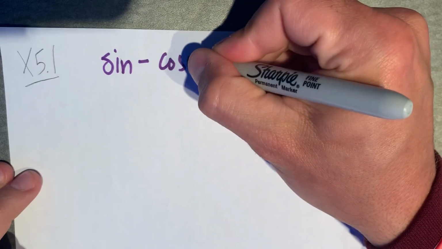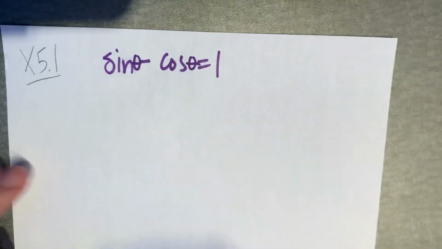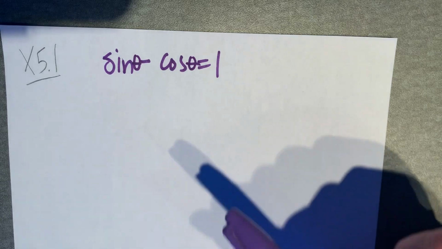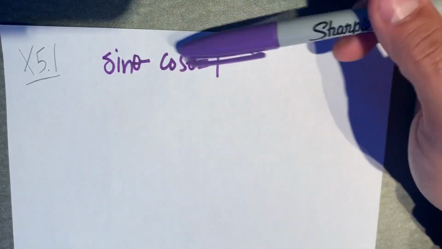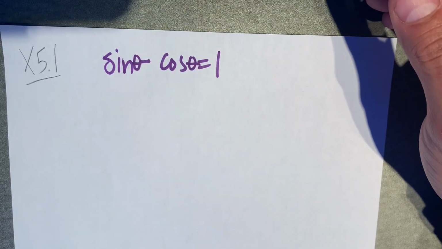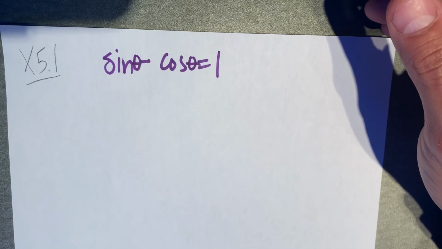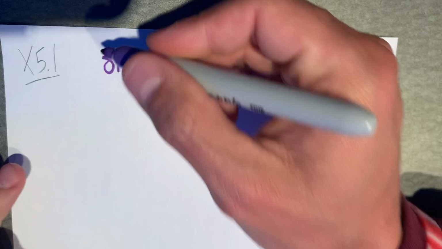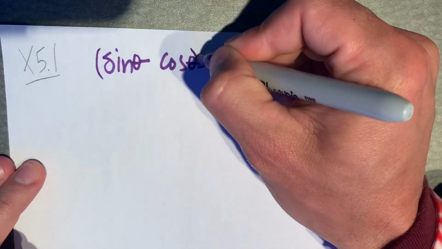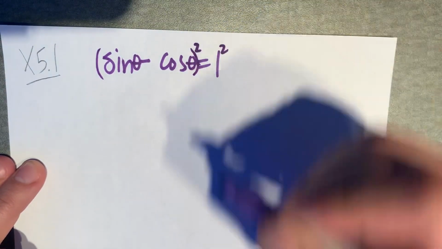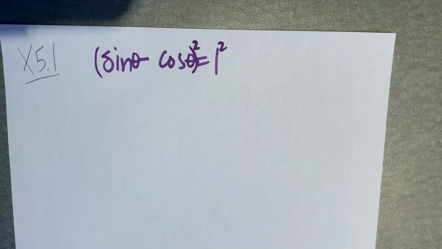I really should put my thetas in. Doesn't really matter, but just to see that. There's no real identity that pairs up sine and cosine together. I can't really think of anything that would work for me to simplify this using an identity. But what I can do is I can square both sides, and that would keep things equal.